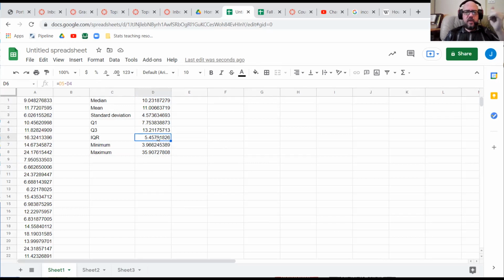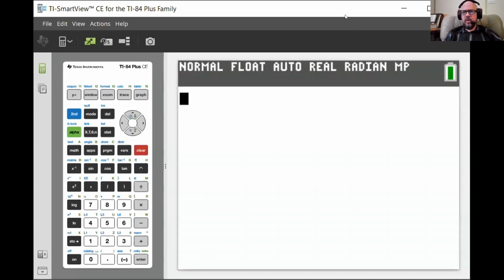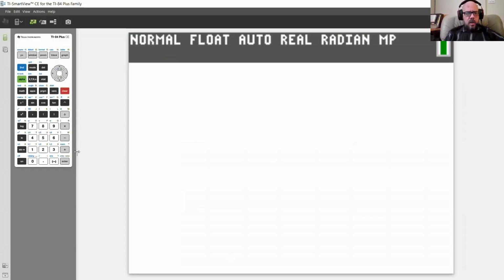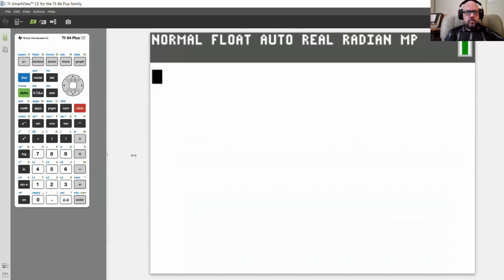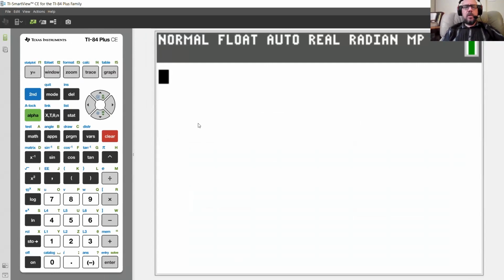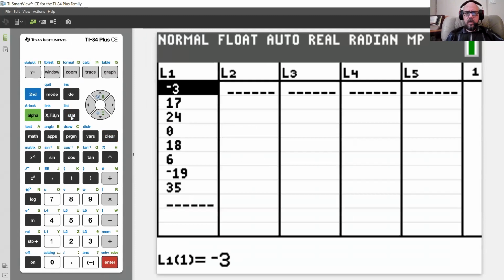Okay, let's see how to do all of this in your calculator. I believe I still have that open. Let's go make sure. I do, look at that. Okay, so here's the calculator. Again, I don't know how easy that is to see, so let's pull this up. Okay. So I still have the data that I had in here from before. So there I've got some random data in L1.